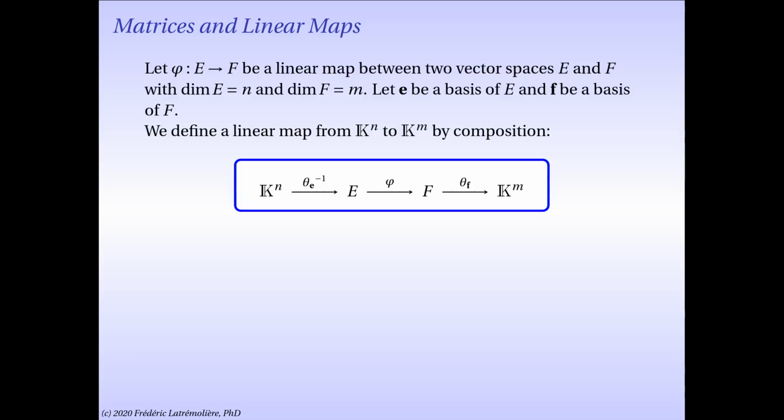Now, if we take a vector x in k^n, then we can first map it to a vector in E using the inverse of theta sub bold E. This vector of E is obtained by forming the linear combination of the vectors of bold E using the coefficients from x. We then can apply phi to this vector of E to get a vector y in F. Last, we take this vector y in F and send it to a vector in k^m using theta sub bold F, namely the vector of coordinates of y in the ordered basis bold F.